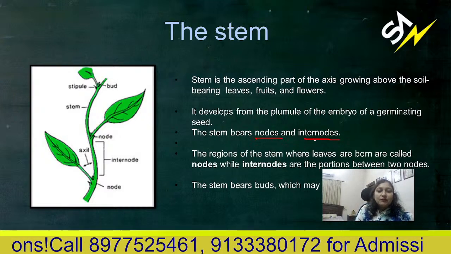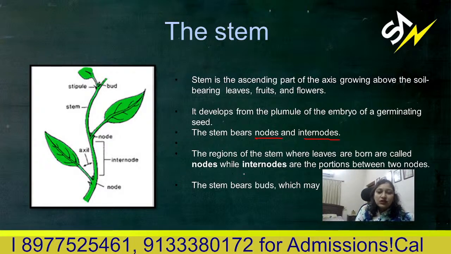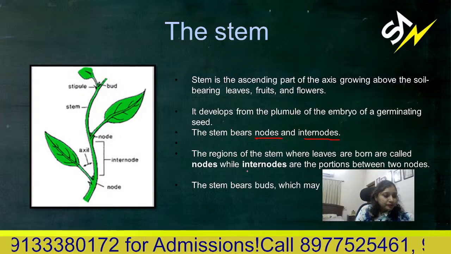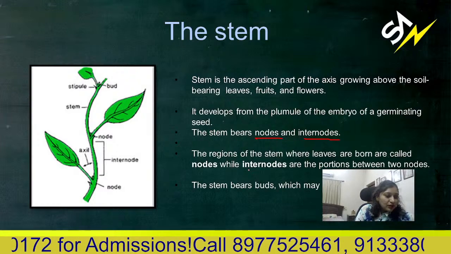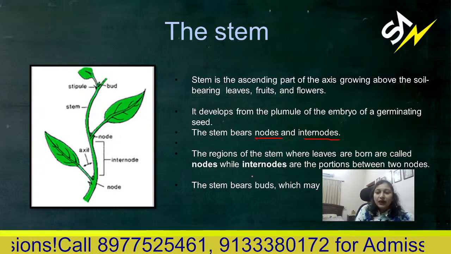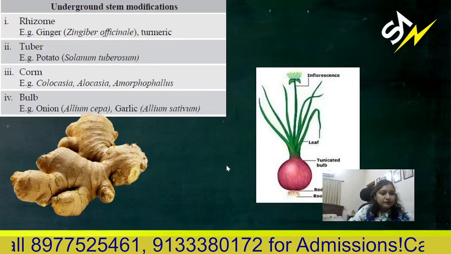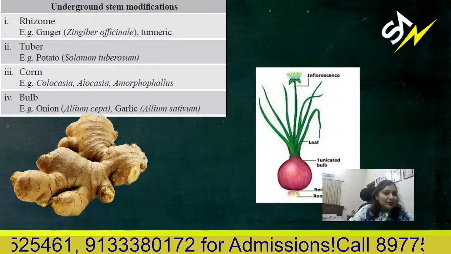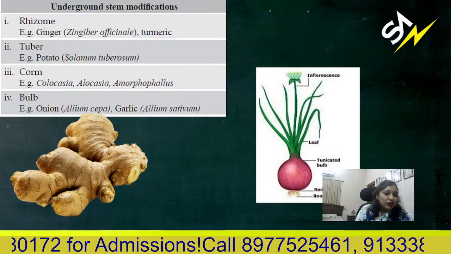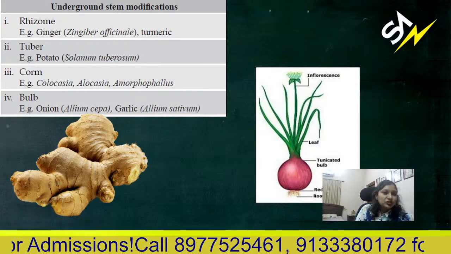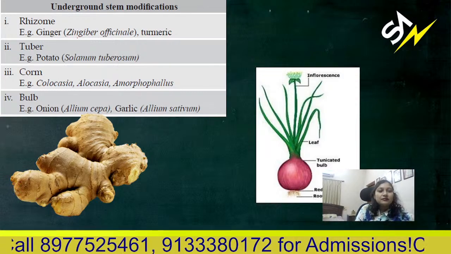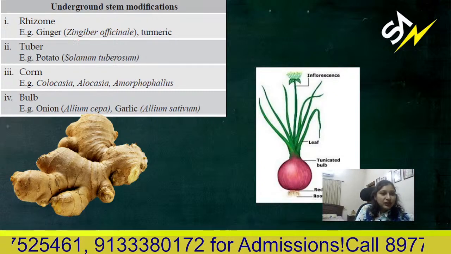The region of the stem where leaves are borne is called a node, and the portion between two nodes is known as an internode. The stem bears buds which may be terminal or axillary. So now modifications of stem, guys. These are stem modifications for storage of food. Rhizome is the first example, of ginger. So note down ginger and its scientific name, biological name.